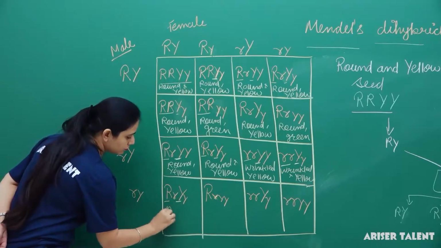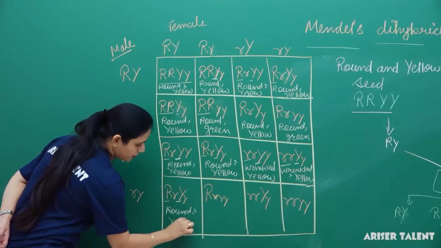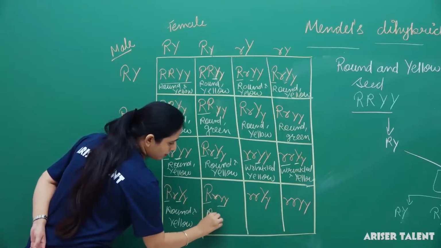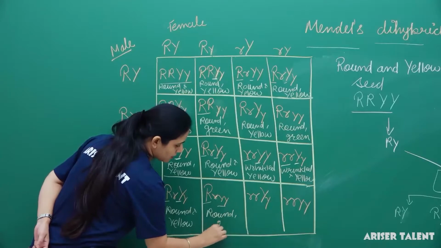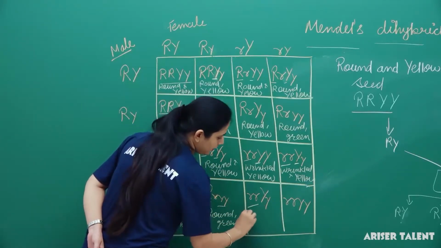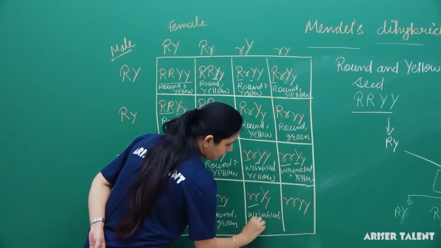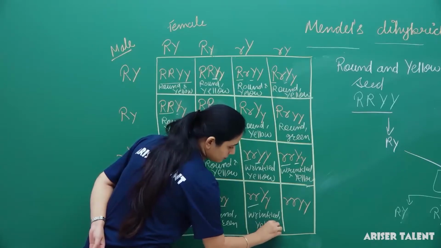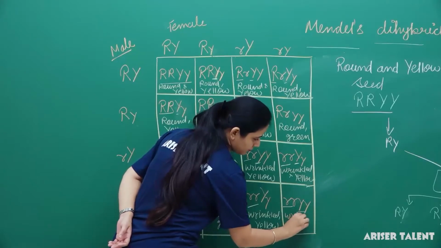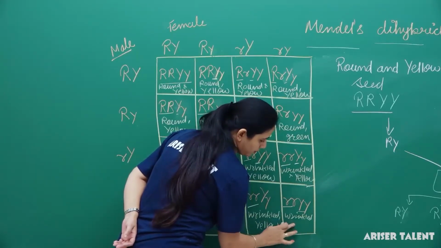Round and yellow. Round and yellow. Again round but green. Round and green. Here wrinkled but yellow. Wrinkled but yellow. Wrinkled and green. Wrinkled and green.